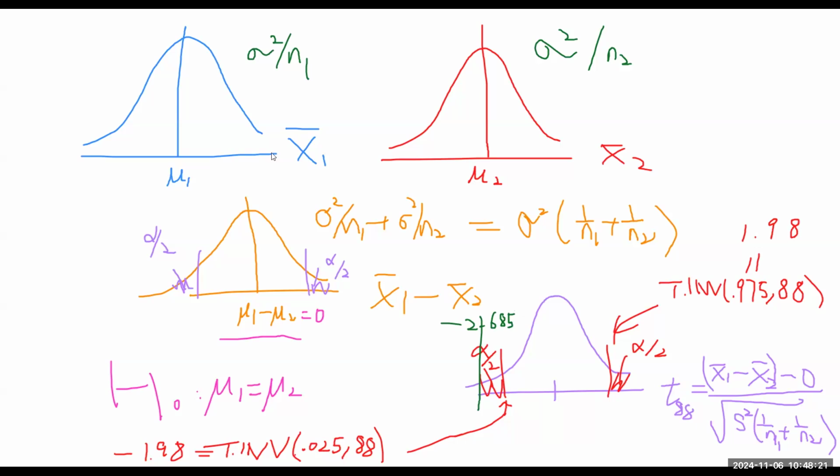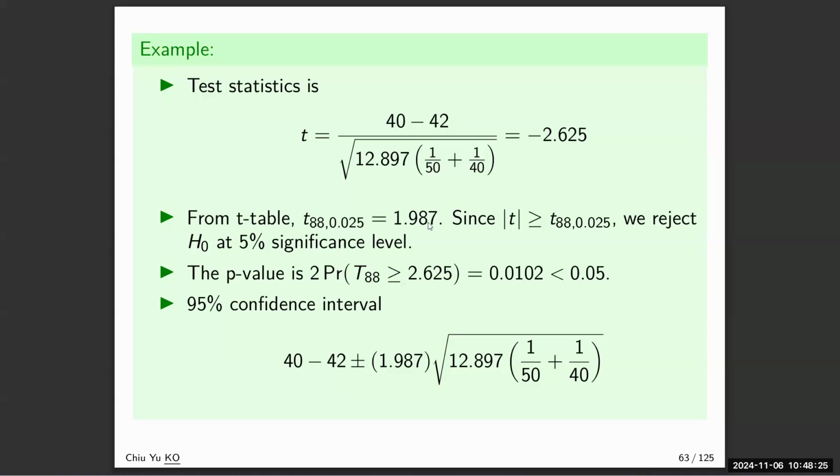All right, so that's why we have this one, so that's why we reject. And the p-value will be 2 times of that because it's a two-sided test. So you just calculate the area to the left of t at negative 2.625, with 88 degrees of freedom, and then multiply by 2. That will give you the p-value.